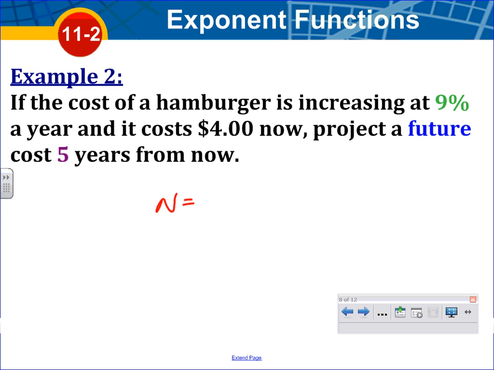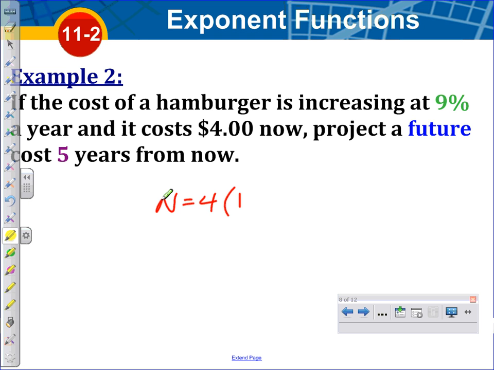So our n is going to equal our original amount, which is $4 right now. And then we're going to use 1, and our decision is, do we use a plus sign or a minus sign? Well, prices of hamburgers are increasing. Most of the time, prices don't go down of anything. So we're going to be increasing, so we use a plus sign in there. It's increasing at 9%, so we're going to use 0.09. And then we want to know how much it's going to be in 5 years. So that is the future, so it's going to be a positive 5. All right, so all is well there.